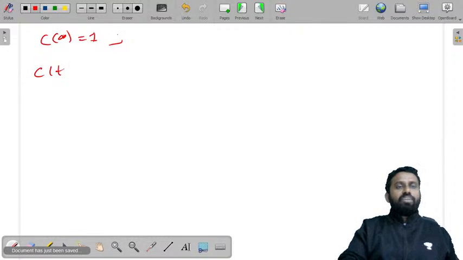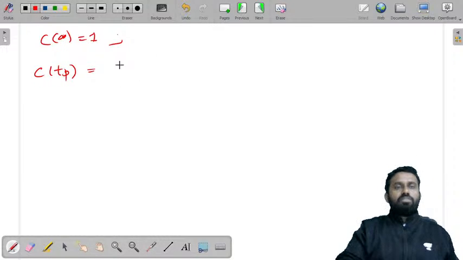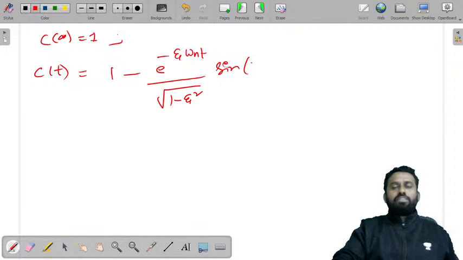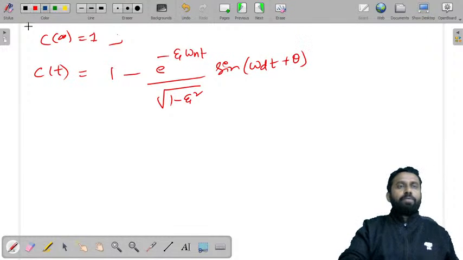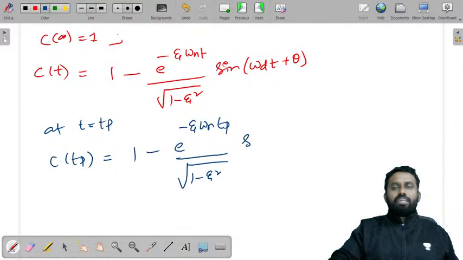Now let's find C of Tp. What is C of Tp? First write what is C of t, then we'll write what is C of Tp. C of t is equal to 1 minus e power minus zeta omega_n t by under root of 1 minus zeta square sin(omega_d t plus theta). So at t is equal to Tp, you need to find. So C of Tp is equal to 1 minus e power minus zeta omega_n Tp by under root of 1 minus zeta square sin(omega_d Tp plus theta).